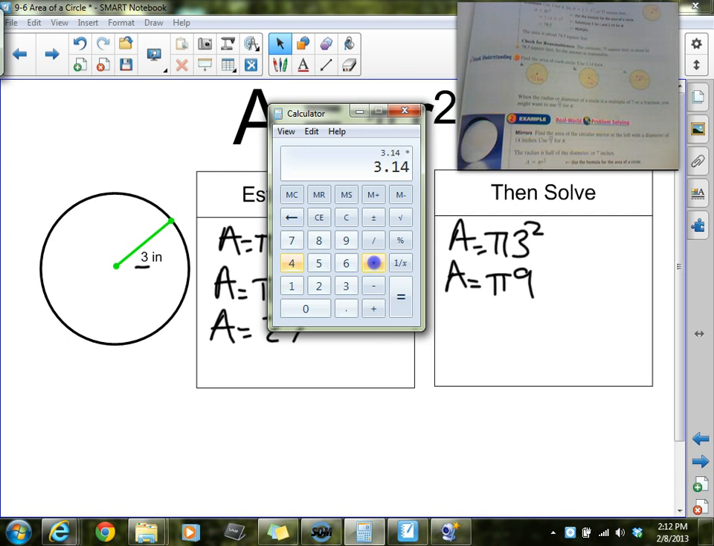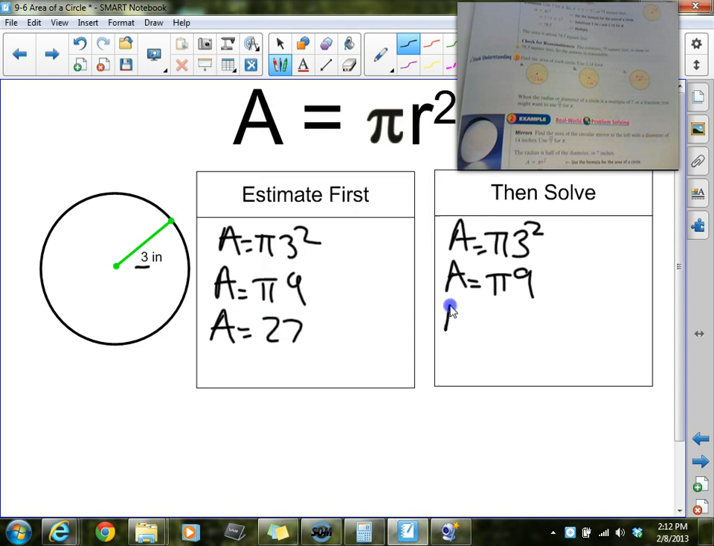3.14 times 9 equals 28.26. Now I'm always going to round to the tenths. So my answer then, area, is going to be 28.3. I rounded it up 1. Now remember, we always do area in square units. So my answer is going to be 28.3 square inches.